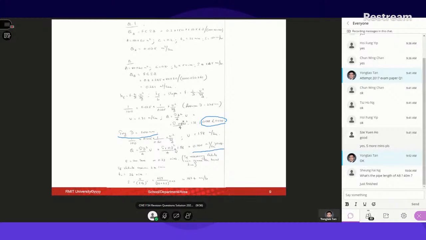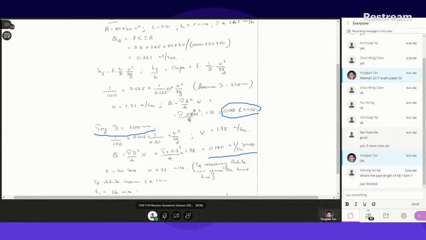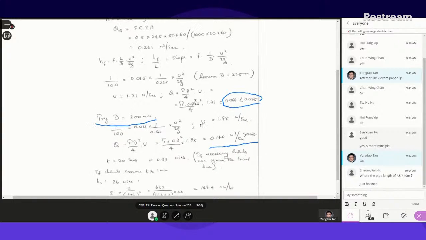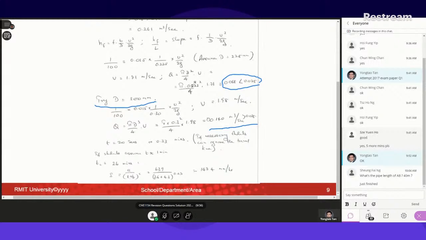Now with the velocity, you can get the time in pipe AB. It is 40 meters over 1.98, around 20 seconds. So we assume that is 0.33 minutes, and you can also approximate that to 1 minute. So finally, the time of concentration is 26 minutes, because the time of concentration in the pipe line is 25 minutes, and in the pipe we assume 1 minute.